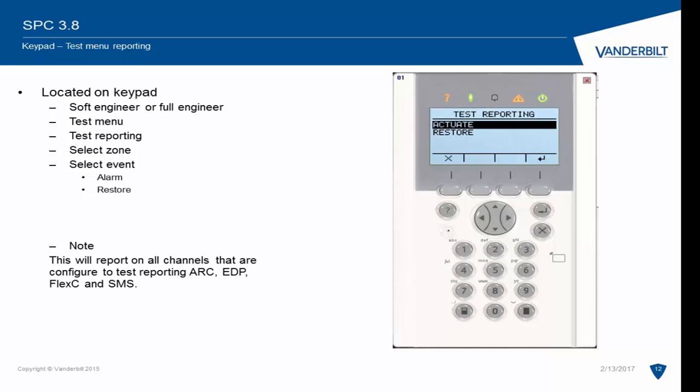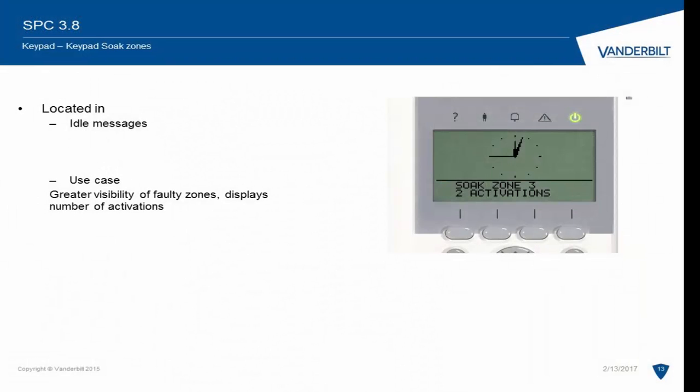All these test transmissions are sent over EDP and Flexi and SMS also. So you're testing all forms of transmission in these menus. So no need to set off bells anymore when you want to test a burglary alarm, which is kind of useful. Correct.